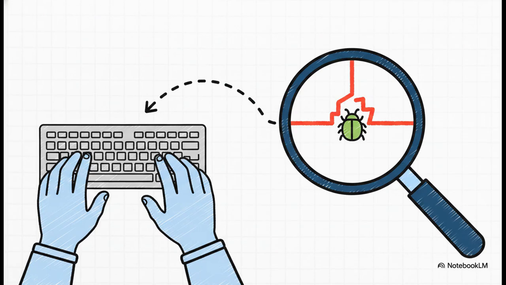So why is this exact boundary so dangerous? Well, because off by one errors are incredibly common. Just think about how developers actually write code.